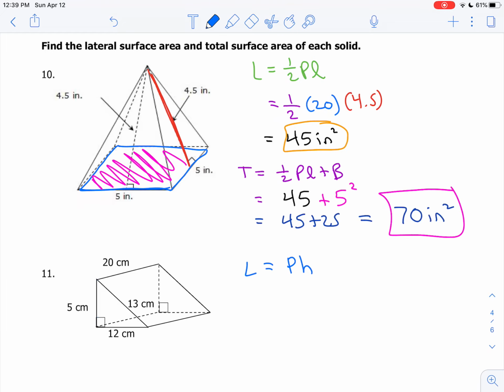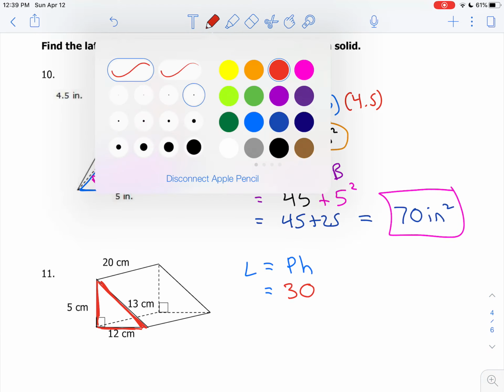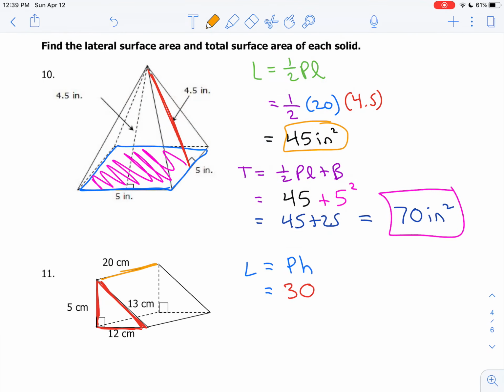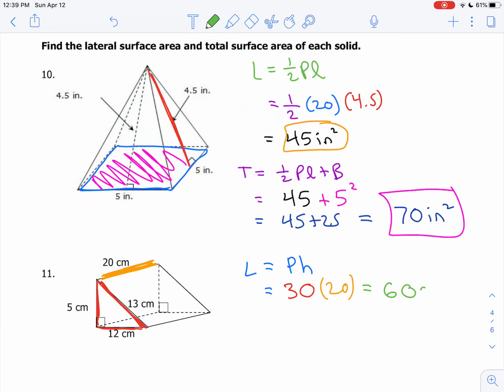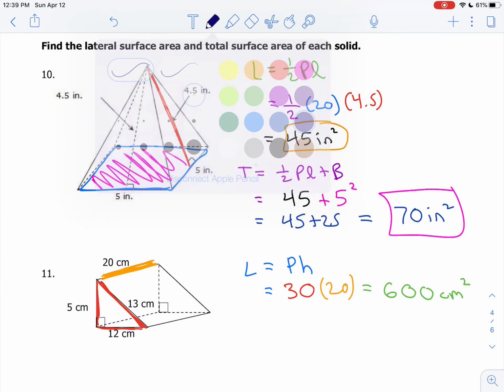P, the perimeter of the base, is 5 plus 12 plus 13, which is 30. Then H, the height of the prism, is the distance between the 2 triangles, so that's 20. So we'll call that 600 centimeters squared.